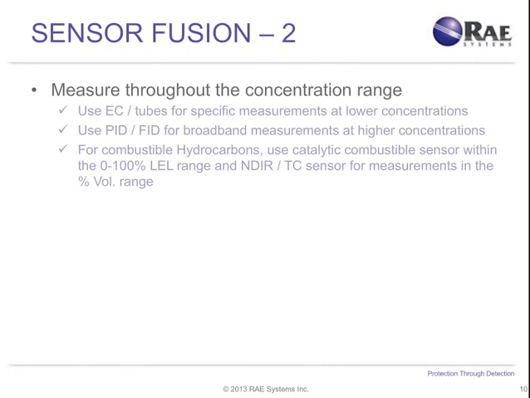If you want to go into percent volume for combustible chemicals, you should use an infrared or thermal conductivity sensor to go into the percent volume range. And this is more relevant to applications such as pipeline maintenance and pipeline repairs, where there is a requirement for purging, and then there is a need to observe the concentration of a combustible gas go from higher, 90%, to basically close to zero. So you can use different sensing technologies to measure a chemical throughout its range of concentrations.